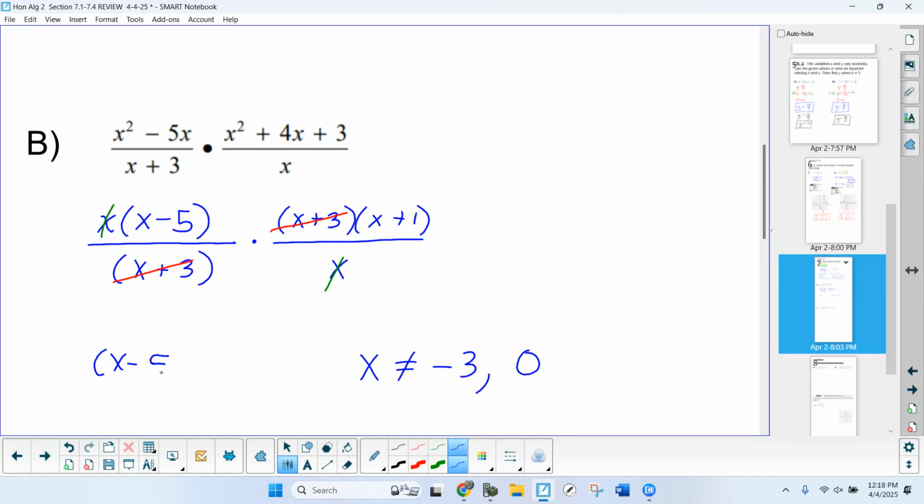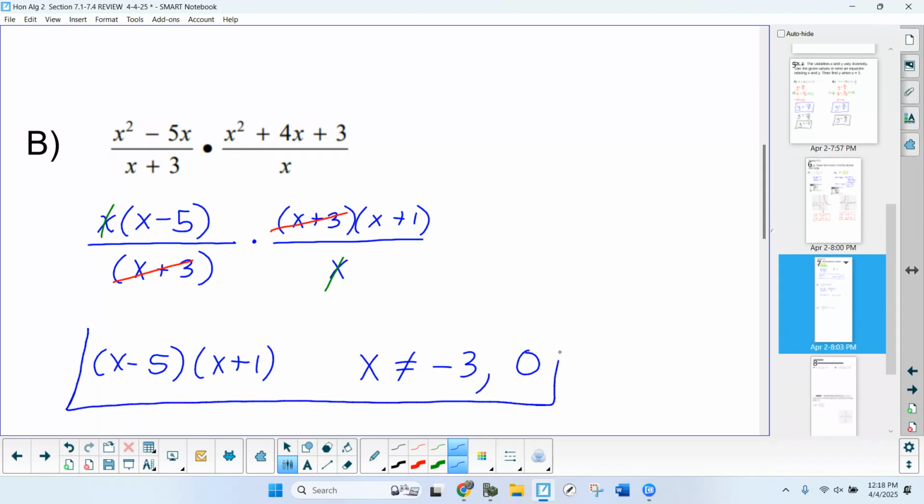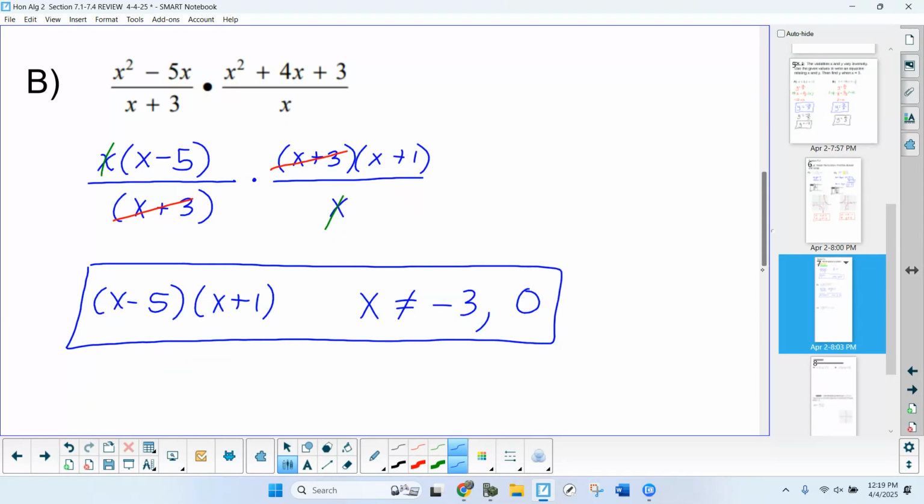What's left where? X minus 5 and an x plus 1, both in the numerator. Guys, are you allowed to cancel if they were both in the numerator or both in the denominator? Are you allowed to cancel them? No. It has to be 1 in the numerator and 1 in the denominator, because it's just 1. That goes away, right? Anything divided by itself is 1. All right.